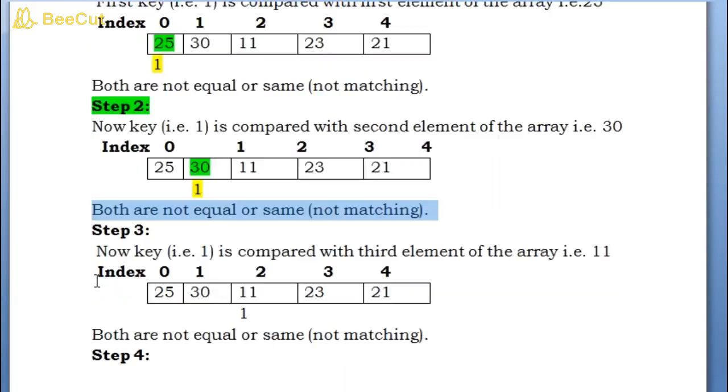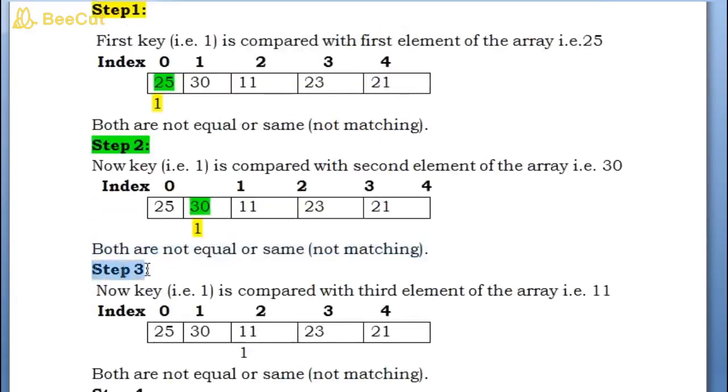So that is step 3. If you look at step 3, now the key, that is 1, is compared with the third element of the array, that is 11. What is the third element of the array? 11. What is the key element? 1. 1 and 11 both are same? Look, 1 is nothing but the key. Don't forget, the key element is which value we are searching? 1. 1 and 11 are same? Both are not equal or same. That means not matching. The key is not matching with the array element.